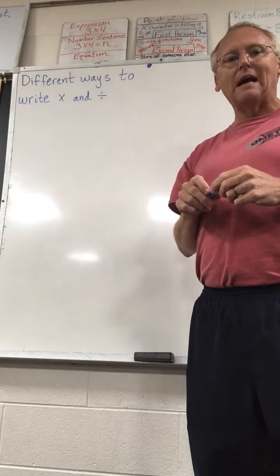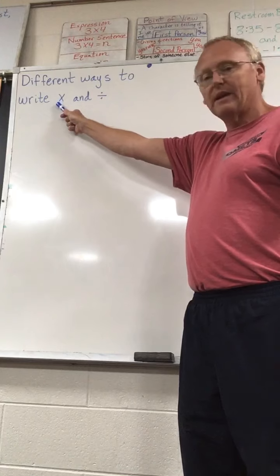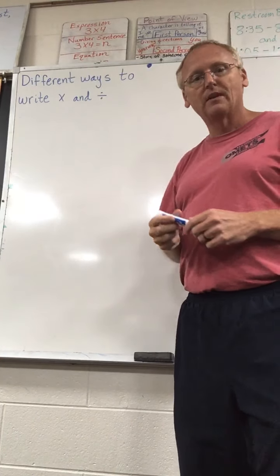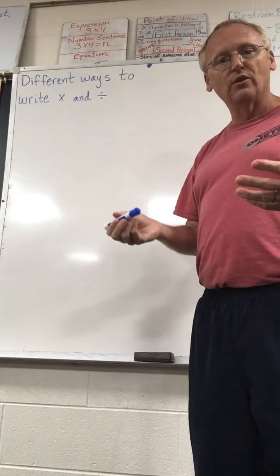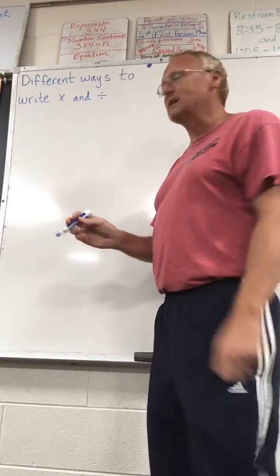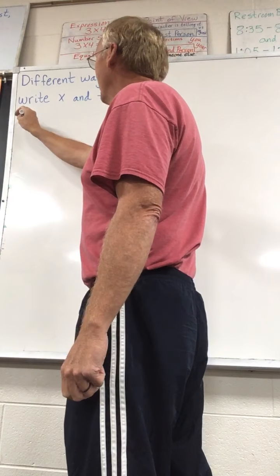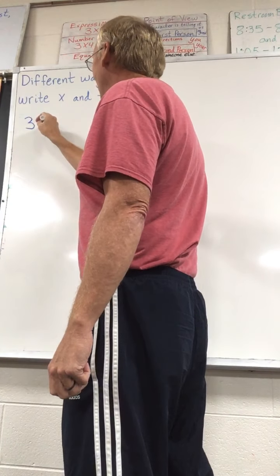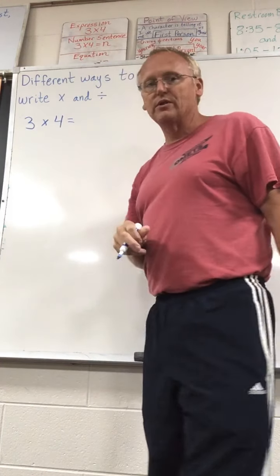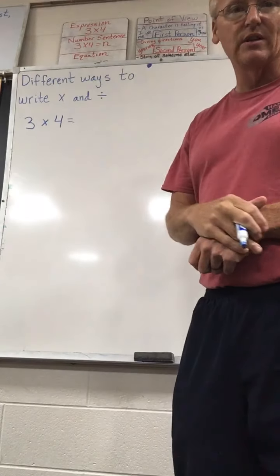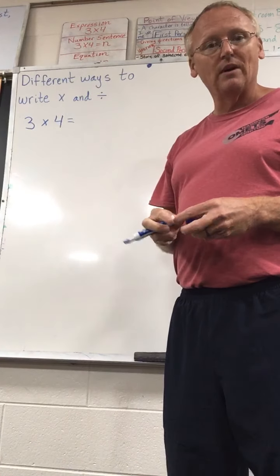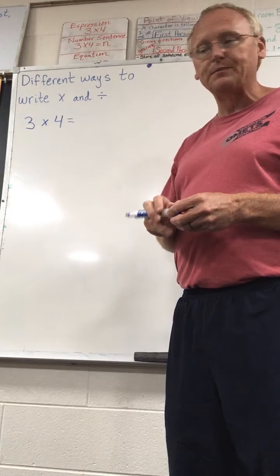Today we're going to learn how to write multiplication and division in different ways. Okay, we'll start out with the traditional way for multiplication. Let's say we want to do 3 times 4. The traditional way would simply be to write 3 × 4. That's the most common way that you're going to see it, 3 times 4. But there are other ways to write multiplication problems as well.